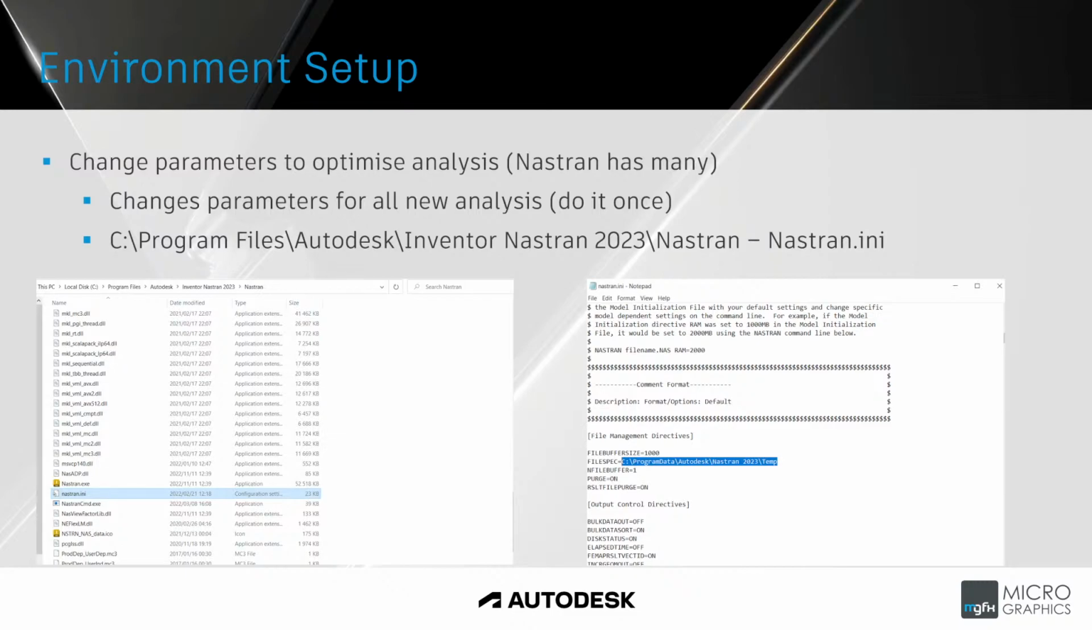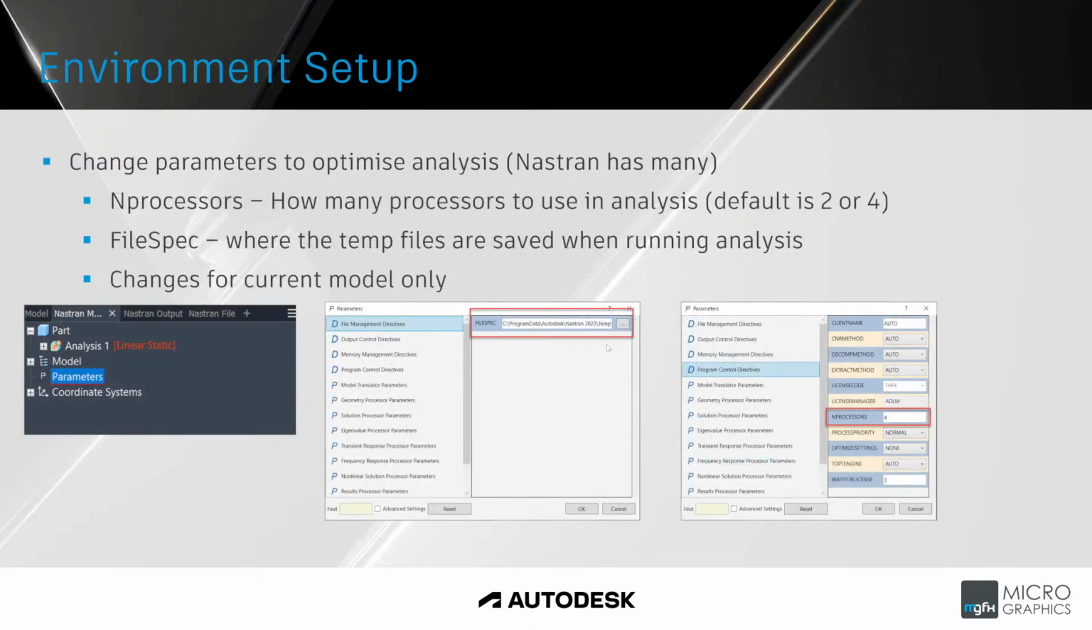If you want to change the parameters for this, then we go to C drive, program files, Autodesk, Nastran, Inventor Nastran 2022, 2023, 2024, and then the Nastran folder. And you can browse down to the nastran.ini file. This is where all your settings are. Just open it up with Notepad, Notepad++, whatever you want to use, and then browse to the different settings. Here you can see on the right-hand side, file spec. That's where the files are being kept. That's the temp folder. And then for your processes, just find that parameter in processes over there.